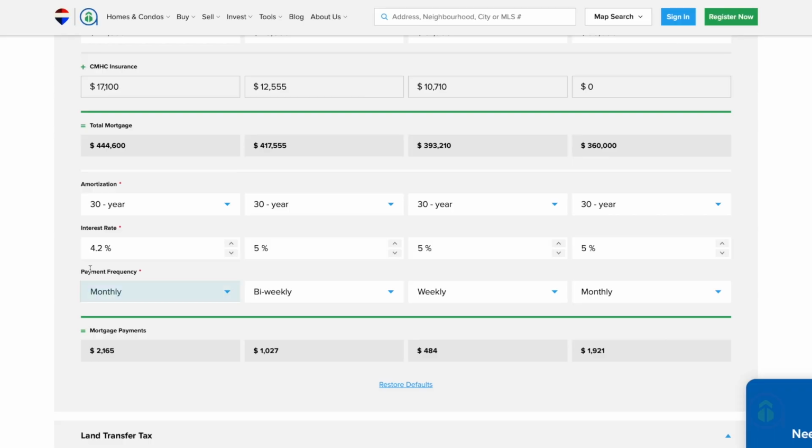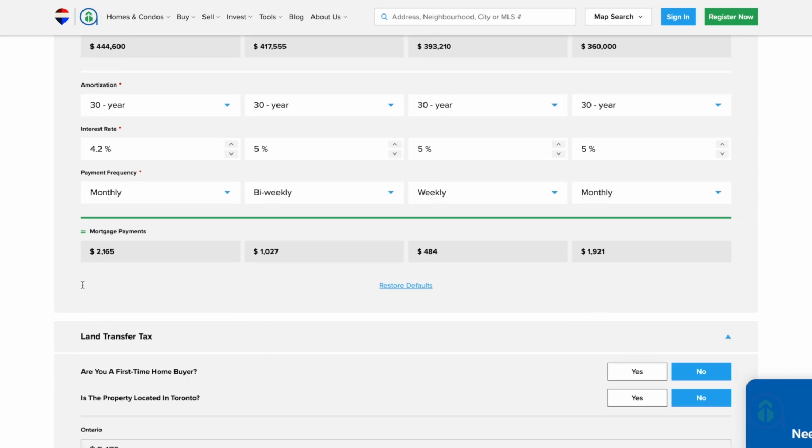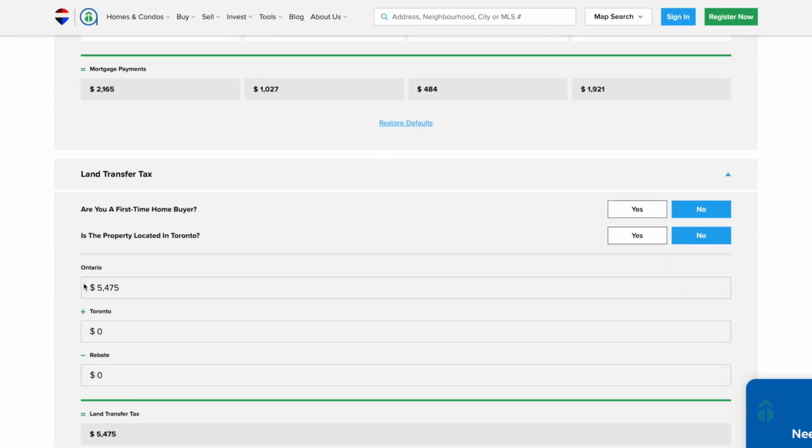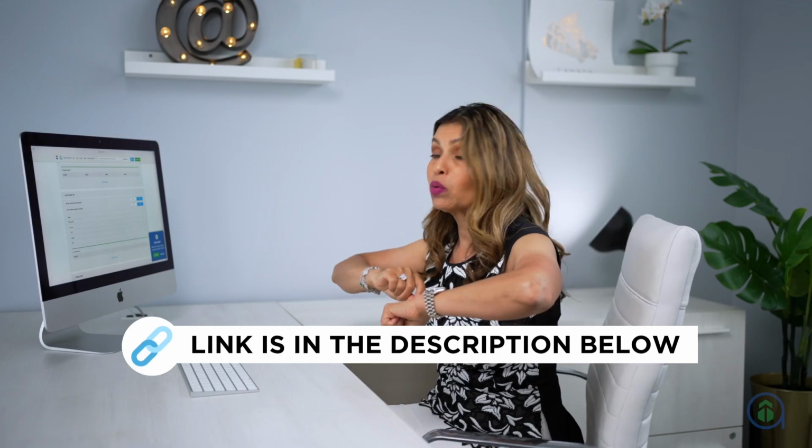The minute I change that, calculation starts happening. I'm gonna be making monthly payments, and the mortgage payments monthly would be $2,165, and this includes principal and interest, which we were going to be learning more about later on. As I scroll down, it's going to show me land transfer tax. Of course, to learn all about closing costs, click on the video below and you'll find out what closing costs we pay when we are buying a home.